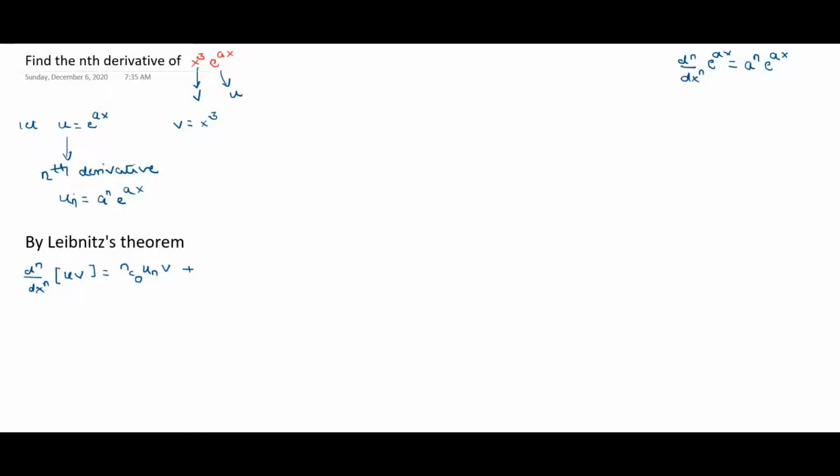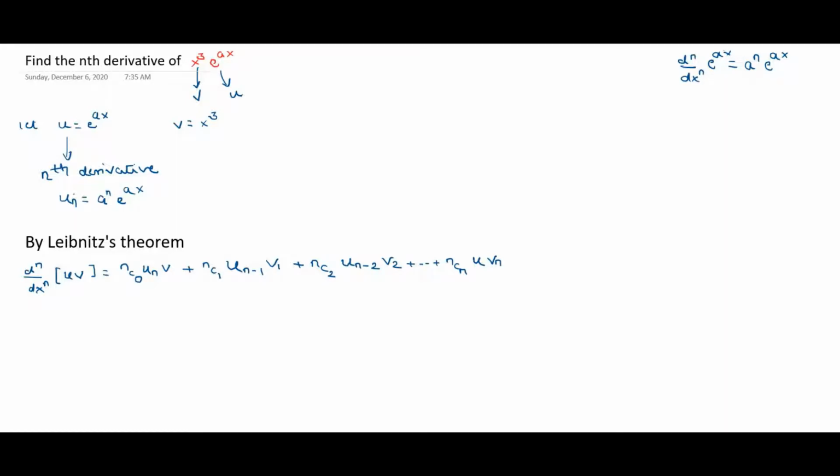Then, continuing, you can write nc1. Now for u, you write in decreasing order, un minus 1, and for v we write its differentiation, that is v1. Plus the next term nc2, un minus 2, and increasing the differentiation of v, that is v2, like this. Continue in the same way, and at last you will get ncn, the value of u goes on decreasing, so you get u only, and the value of v goes on increasing, so we write vn. So this is the Leibniz rule.